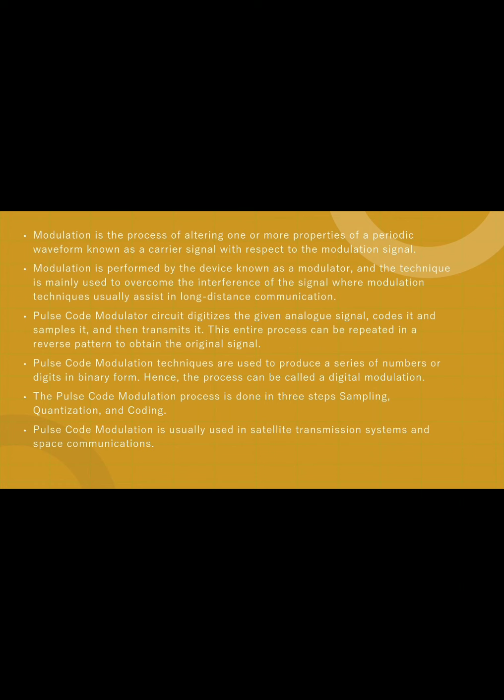Pulse code modulation techniques are used to produce a series of numbers or digits in binary form. Hence, the process can also be called digital modulation. The amplitude at a particular time of the signal sample is indicated by the binary codes. The pulse code modulation process is done in 3 steps: sampling, quantization, and coding, in a general way of explanation. Other than that, pulse code modulation is usually used in satellite transmission systems and space communications. Now I shall present Part A of PBL Activity 2.